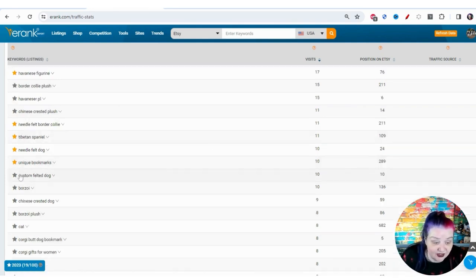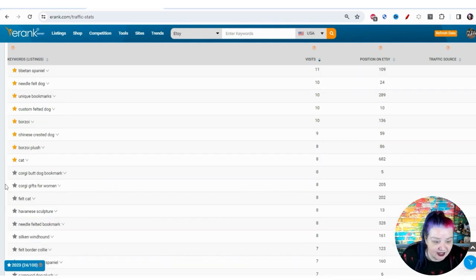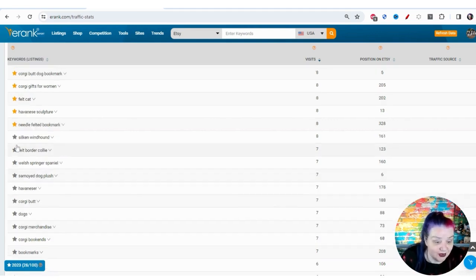So I'm just going to pick up, I'm not being fussy. All I'm doing is, see, like I picked that mistake. It doesn't matter, but just all of them that look sort of random. Corgi gifts for women. That's an interesting one that I've never used before. So I'm learning stuff. Felt cat. These are all relevant. So you just click them all in.